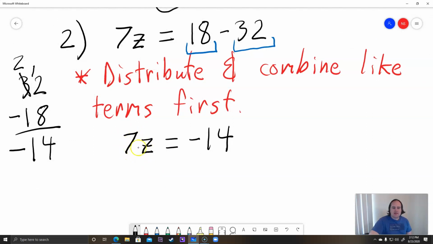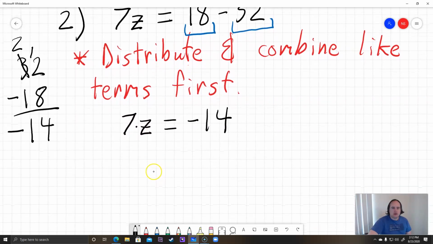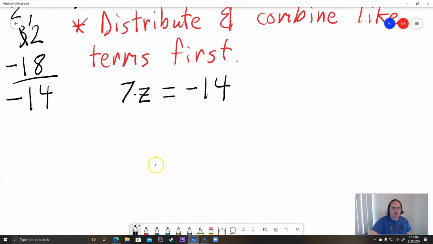Now, what does 7z mean? Well, like I said earlier, if they don't write the operation, it's automatically multiplication. So this is actually the same as 7 times z. You can put in a little dot there. So what's the opposite of multiplying by 7? Well, to get rid of a 7 like this, 7 times z, the opposite of multiplying by 7 is dividing by 7. And remember, you have to do the same operation to both sides.